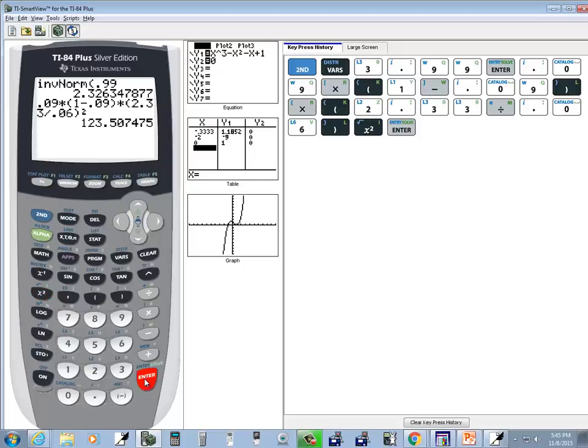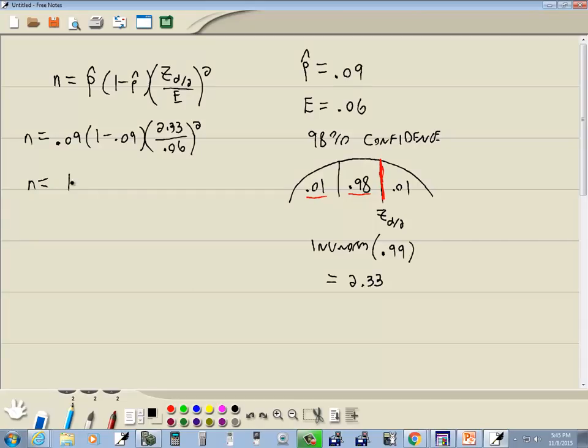And then press enter. Now we always want to round up no matter what our decimals are, so this goes to 124. And that'd be your answer.